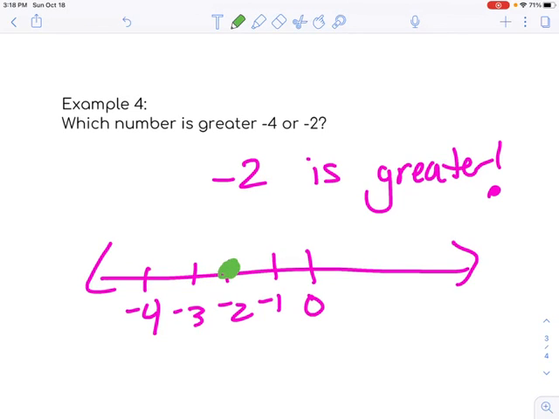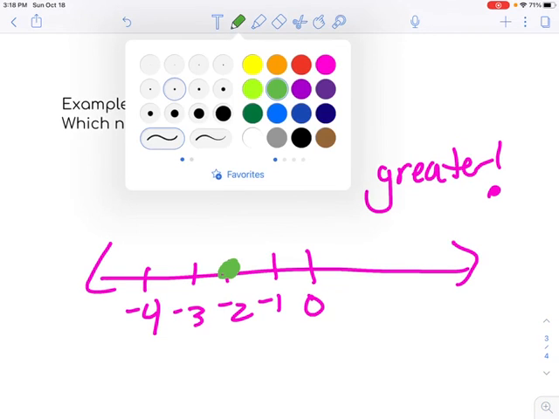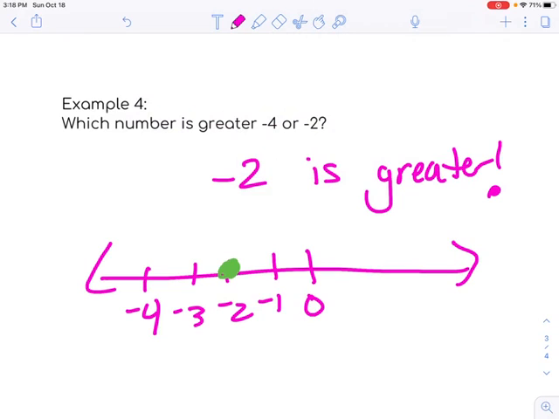But also in terms of temperature or in terms of money like we talked about, negative 2 is going to be greater because it's warmer. If we're talking about temperature, negative 2 degrees is warmer than negative 4 degrees. And if we're talking about borrowing money, you would rather only borrow $2 from your friend than $4 from your friend. So that is why -2 is greater. And you can also write it out with our little greater than sign. So we can say -4 is less than -2. You can also read that as -2 is greater than -4.